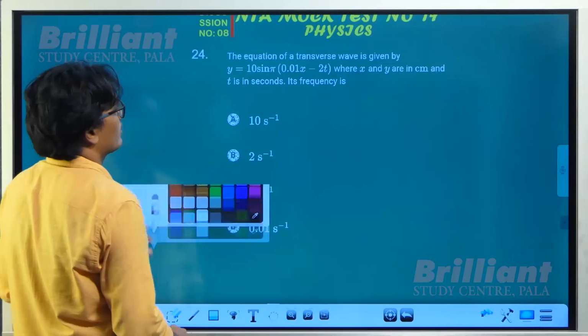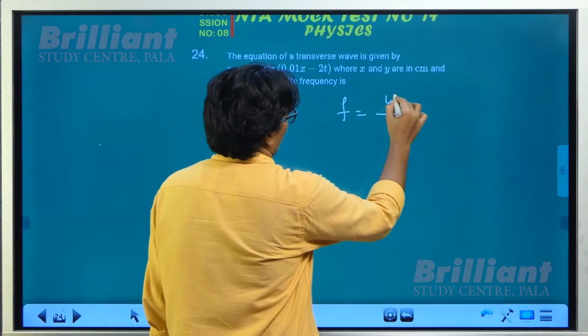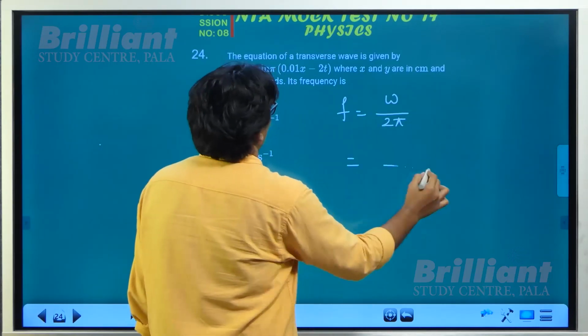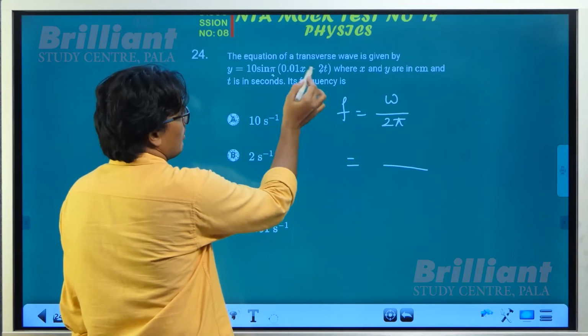Next, the equation of a transverse wave is given. The frequency is omega by 2 pi. Omega is the coefficient of time. There is a pi here, so the coefficient of time is 2 pi.